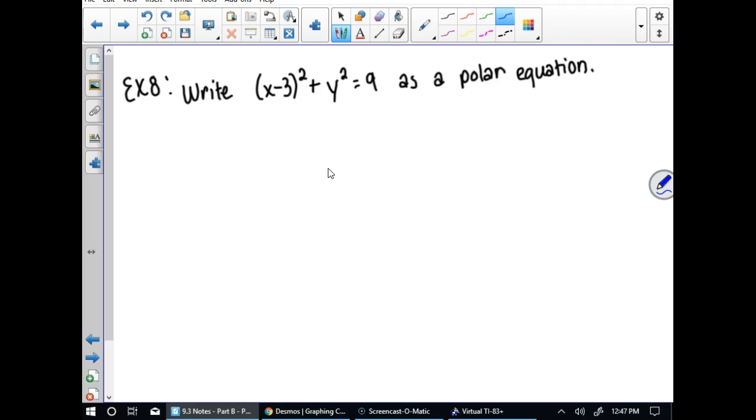So x minus 3 squared, remember that's x minus 3 times x minus 3, which I can use my shortcut for if I want. Square, double, so I'll get a negative 6x and square the last. And then I'll have plus y squared equals 9. We're just multiplying out that x minus 3 squared.